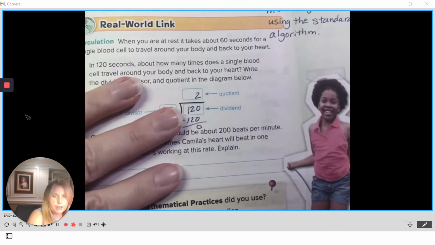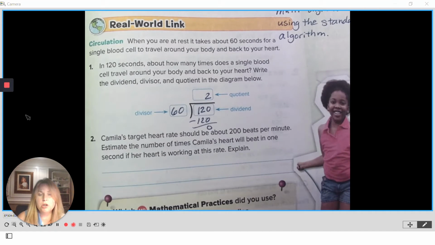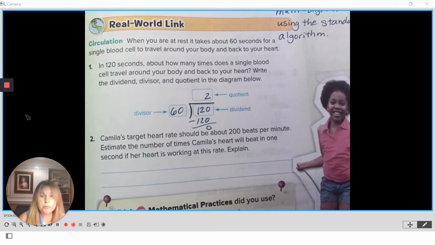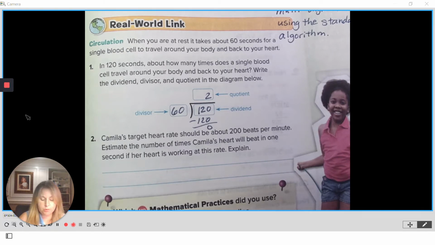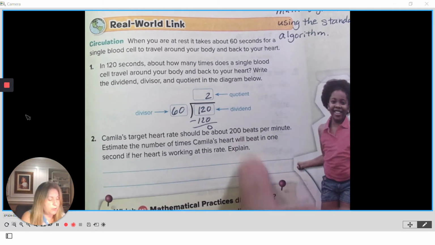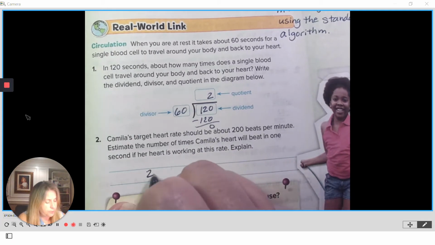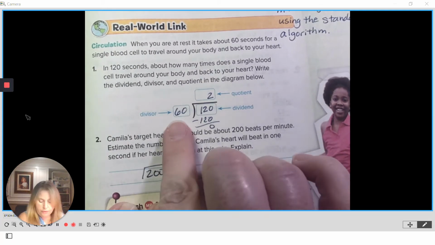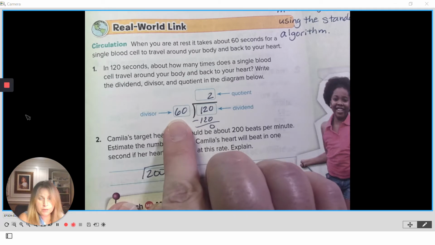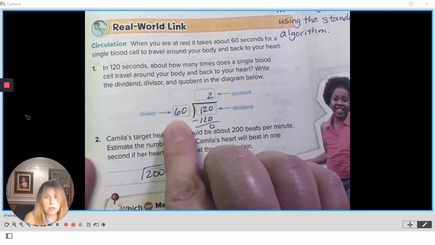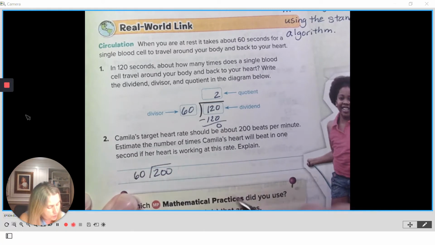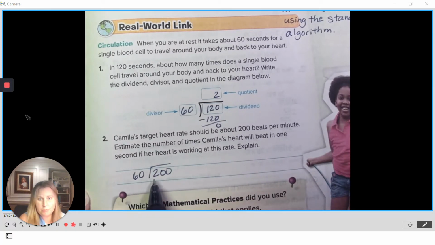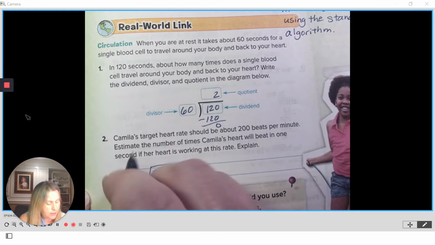Now we have Camila here. Camila's target heart rate should be about 200 beats per minute. Estimate the number of times Camila's heart will beat in 1 second if her heart is working at this rate. So 200 beats per minute, and the rate is 60 seconds. We want to estimate, and yes, they asked for an estimate.